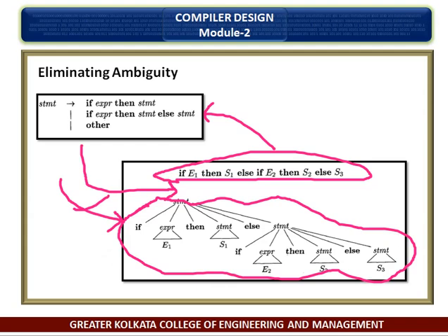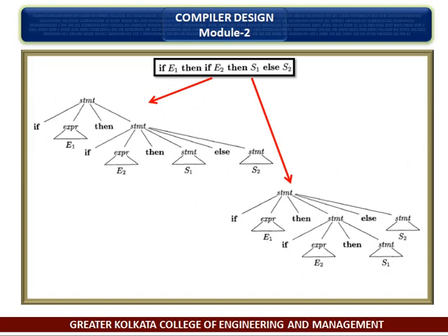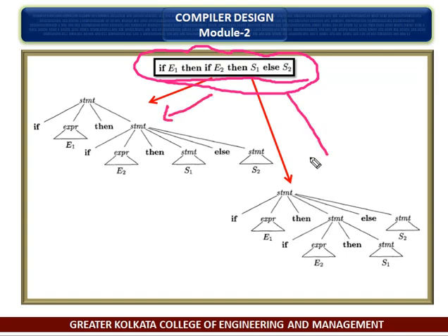Now go for an ambiguous expression. The expression is if E1 then if E2 then S1 else S2. This expression has no clear meaning. This is ambiguous, because whether it will be nested or not is not clear.